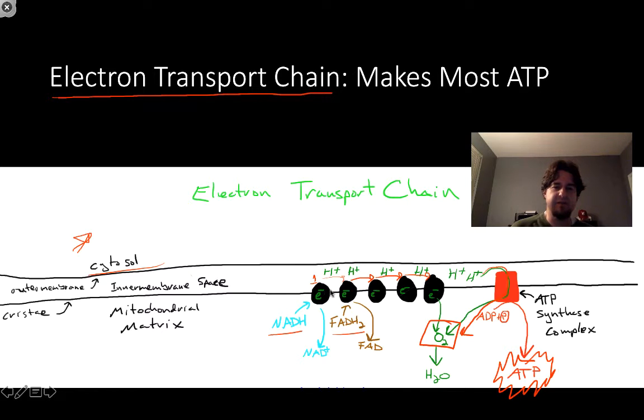For each NADH, it's about 3 different places that will make ATP, and it's 2 for FADH2 because it's at a lower free energy level. The electrons form with the oxygen. The hydrogen is going to go hang out with the oxygen, and they all combine together to form water.